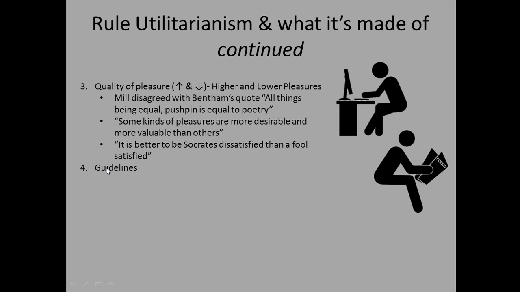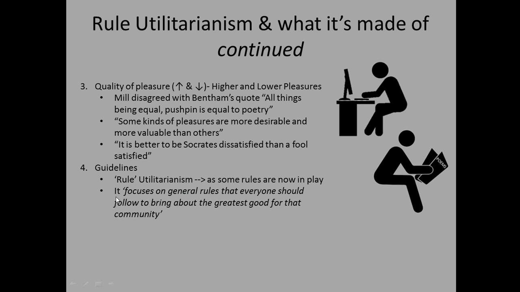And now we're going to move on to the idea of guidelines. Rule utilitarianism is called rule utilitarianism because rules are now in play. And a quote from a textbook here, by the way, this isn't from a scholarly reference, so I wouldn't use it in the exam if I were you, but it focuses on general rules. Rule utilitarianism focuses on general rules that everyone should follow to bring about the greatest good for that community. Therefore you must obey a rule, even if it doesn't lead to the greatest pleasure for that person in the situation, because it will bring pleasure to the greater community.